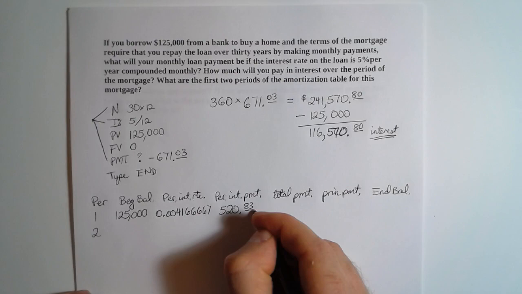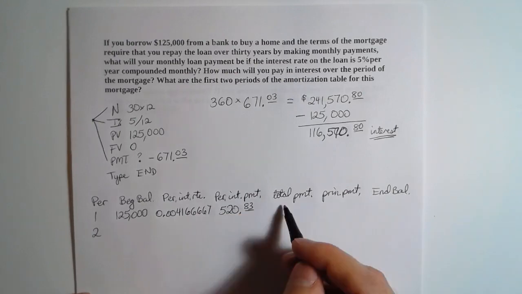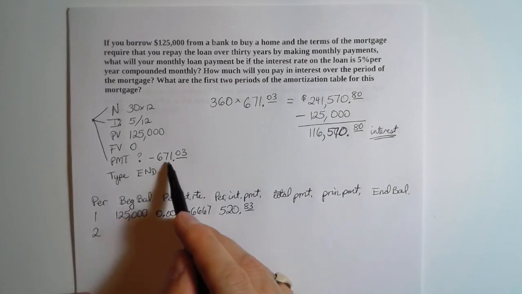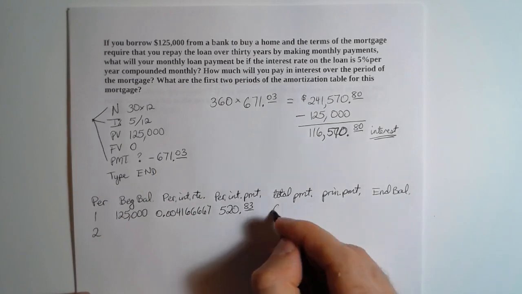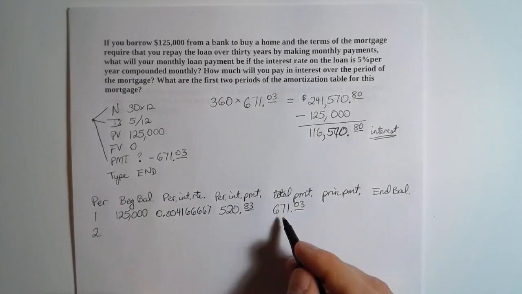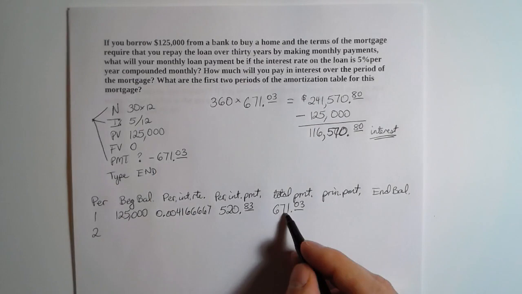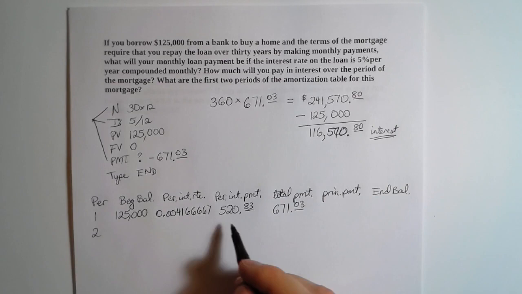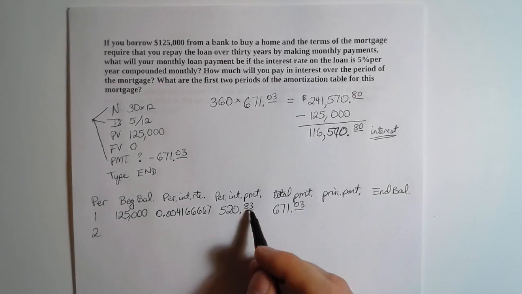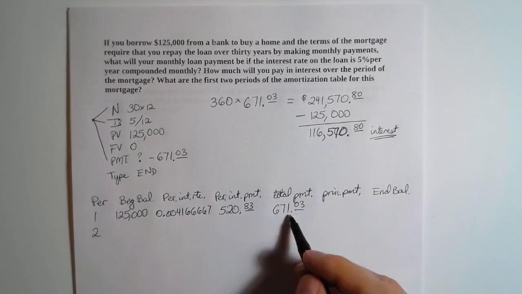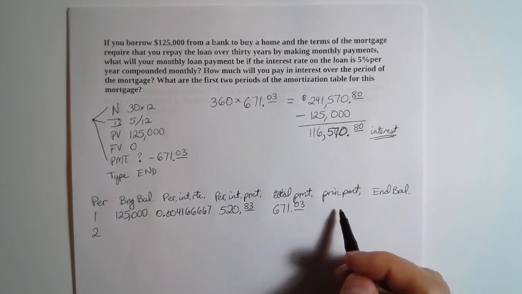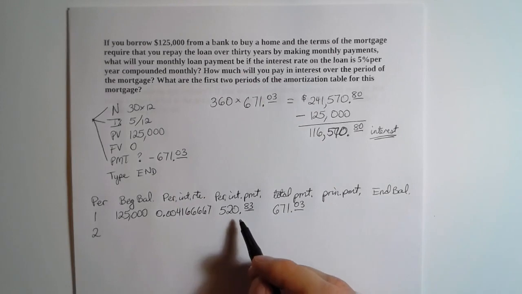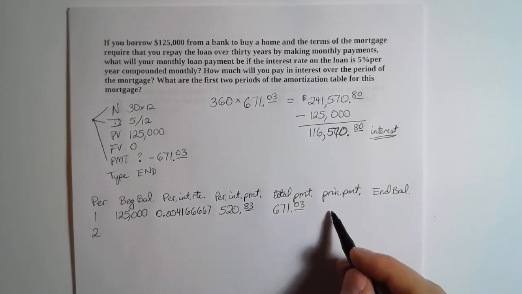$520.83. Now, we know what the total payment is because we found that up here. So the total payment is $671.03. So every month you're sending the bank a check for $671.03, or using an electronic transfer or whatever means you use. And of that, $520.83 for this first month went to pay interest. The rest of it went to pay principal. So to find the principal payment, you take the total payment less the $520.83 of interest, and that will give us our principal payment for the first month.